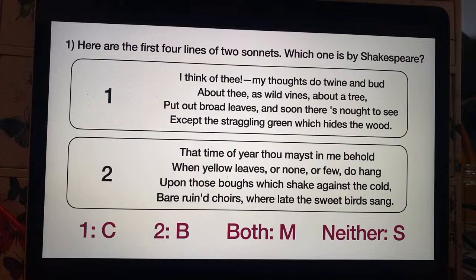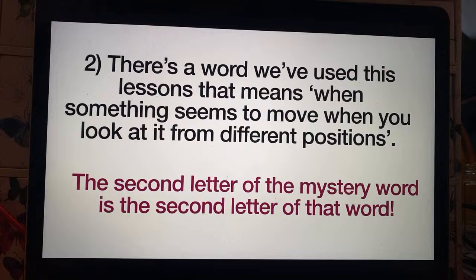Okay, next question. Like I say, you'll get another chance to read it before I give you the answer. There's a word we've used this lesson that means when something seems to move when you view it from different positions. Can you remember the word we've used to mean when something seems to move when you look at it from different positions? You need the second letter of that word. The second letter of that word is the second letter of your mystery word, if you see what I mean.